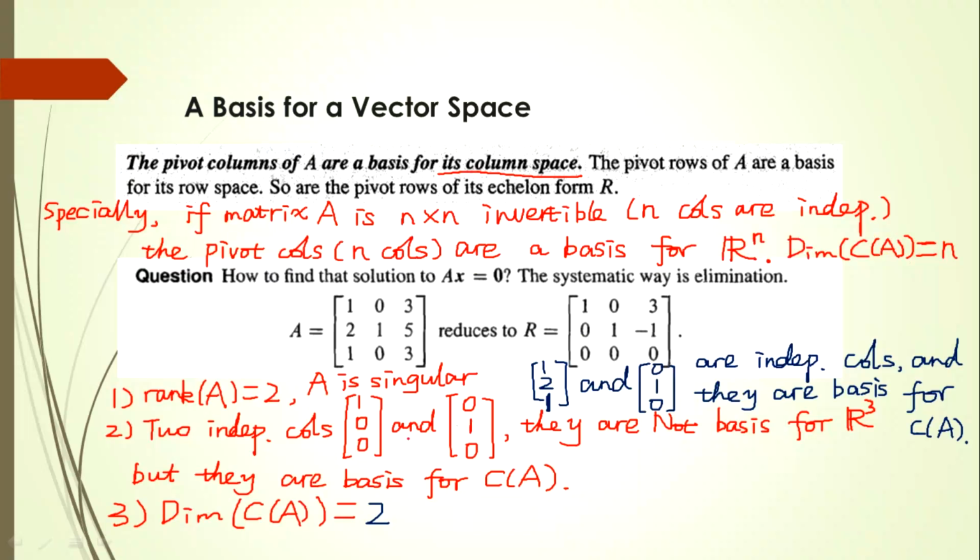But if the inverse does not exist, here the rank is less than 3, so the dimension also equals the rank, 2. In this way, they are a basis for its column space, not the full R3. Are you clear about the difference? And that is what we discussed before for matrices A and B, right?